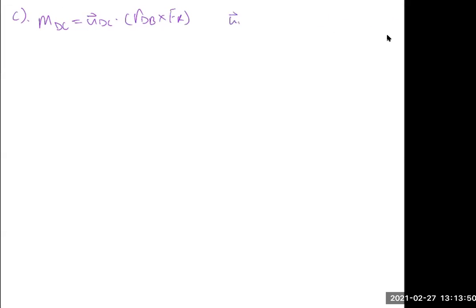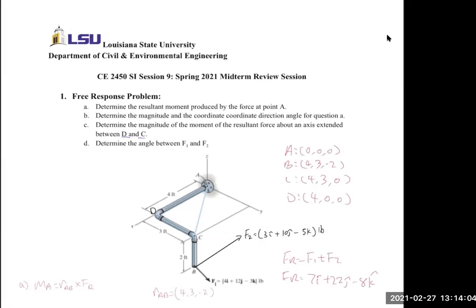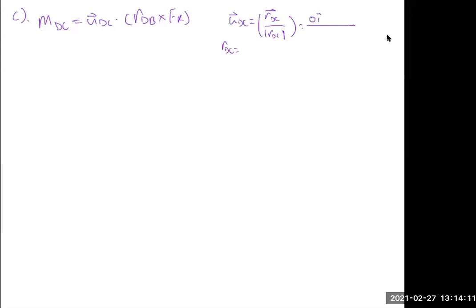Okay, so let's find out what my UDC is. My UDC, I know that it's going to be my RDC vector divided by the magnitude of RDC. My RDC is C minus D, so 4 minus 4 is 0, 3 minus 0 is 3, so it's going to be 0I plus 3J plus 0K. And then the magnitude of this, we simply just do, okay?